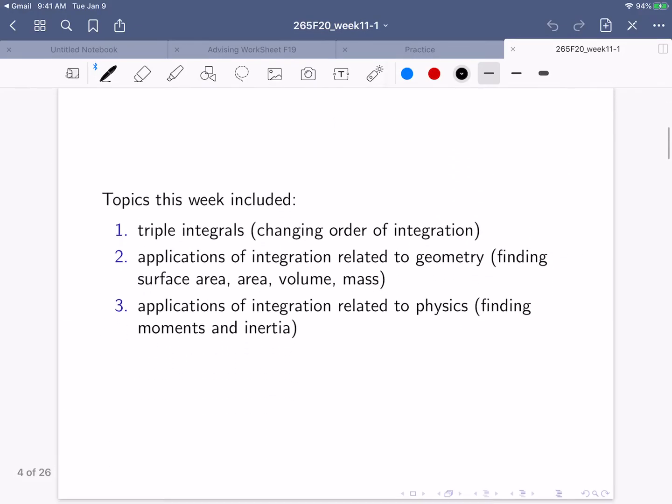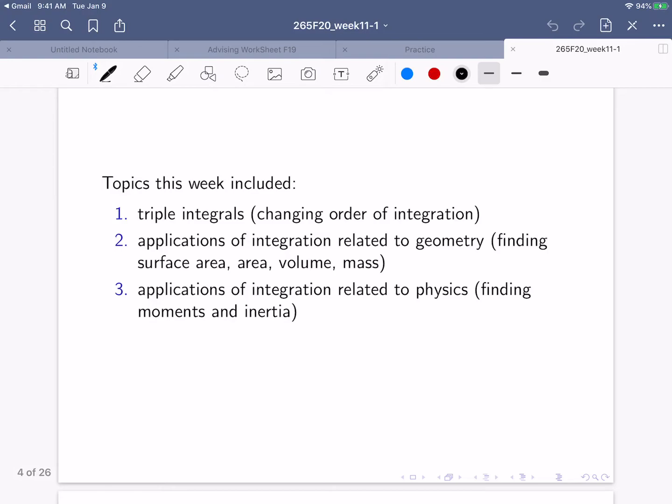All right, this week we talked about triple integrals and changing the order of integration on those integrals. We also looked at applications of integration related to geometry, such as not only finding the area of a region or finding the volume of a solid, but also finding the surface area or the mass of an object. Related to physics, we can also talk about finding moments and the tendency of something to cause turning or inertia, and that's the tendency of an object to stay in its current status.